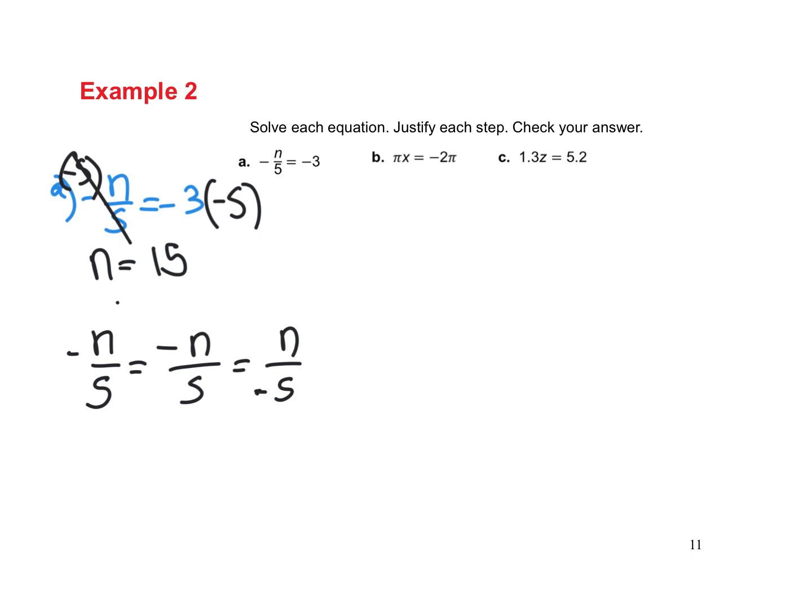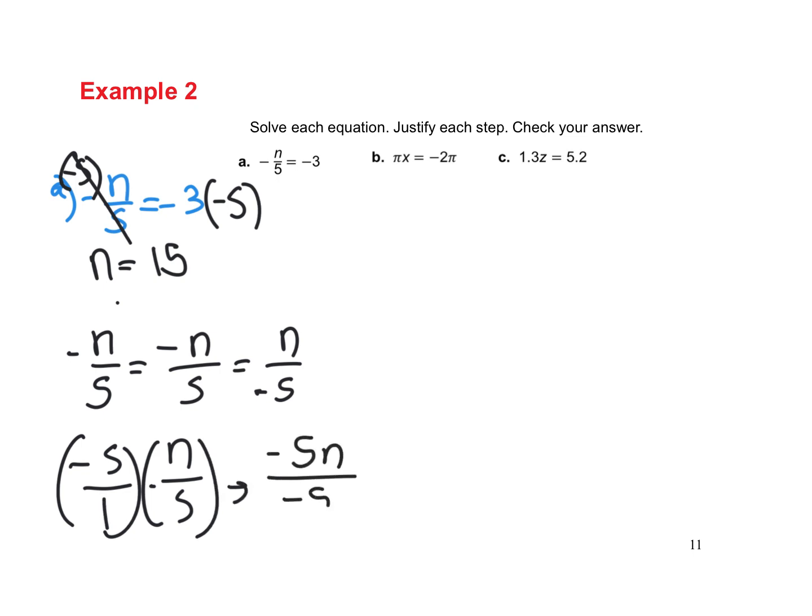Now, the in-between step of why those cancel out is because when we multiply this out, we get -5n over -5, which is going to simplify: the negatives become a positive and the 5s simplify, leaving just n.